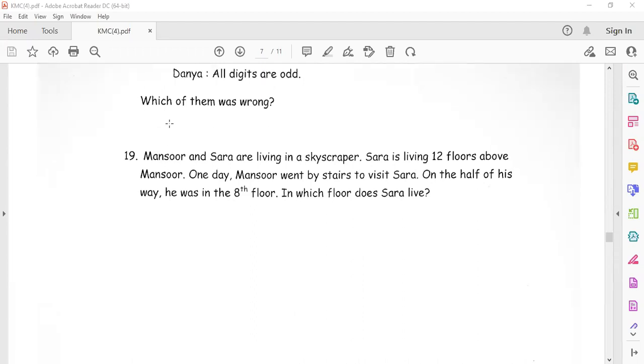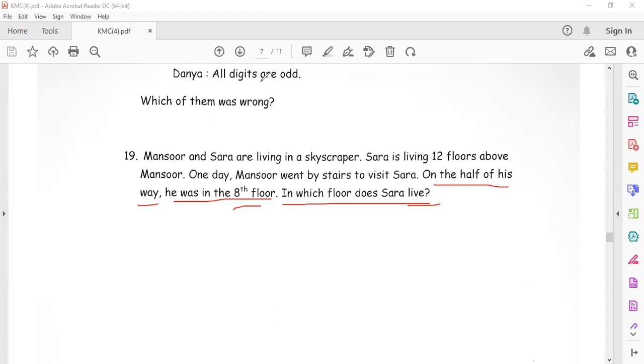All right. A little bit challenging already now, although I've put it in easy questions, but it's a gradual progression. Mansoor and Sarah are living in a skyscraper. Skyscraper is a very tall building. Sarah is living 12 floors above Mansoor. One day, Mansoor went by stairs to visit Sarah. On the half of his way, he was on the 8th floor. On which floor does Sarah live?